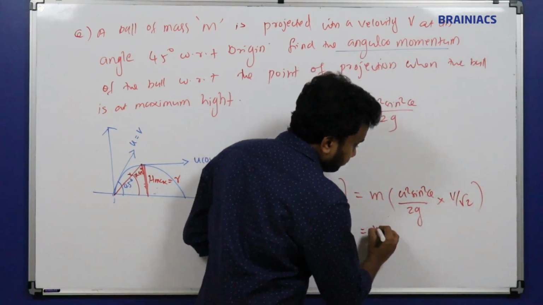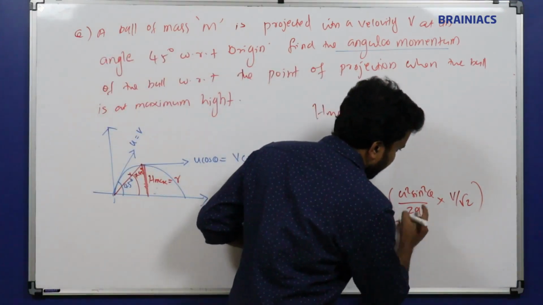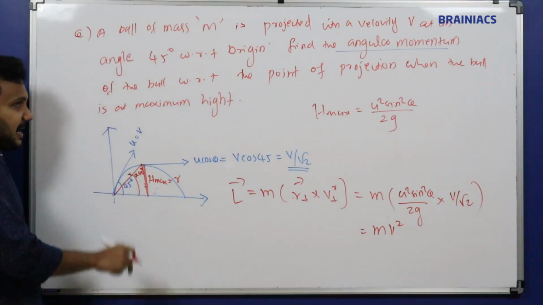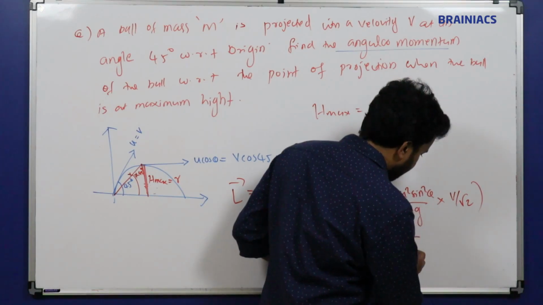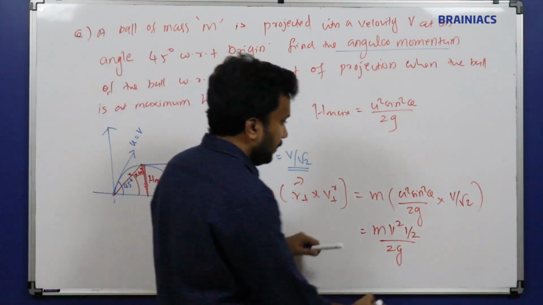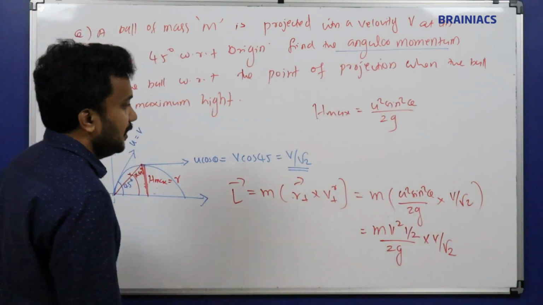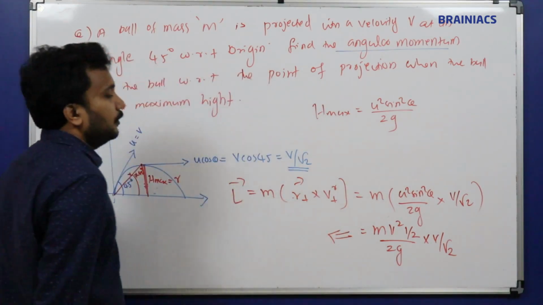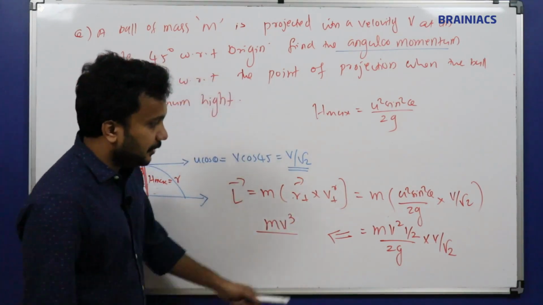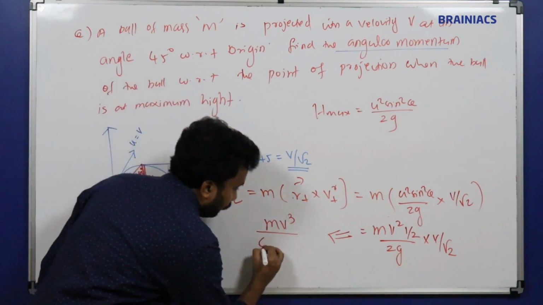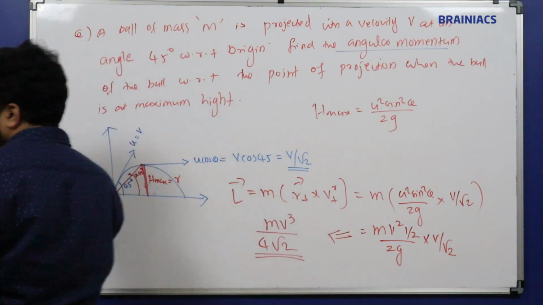We'll simplify this one. M into u, which is given in the question as v, since u is equal to v. So v squared sine squared theta, where theta is the angle of projection, 45 degrees, so 1 by root 2 squared is 1 by 2, divided by 2g, into v by root 2. So the answer: m v cube on the numerator, and in the denominator 2 into 2 is 4, so 4 root 2. My answer is over. Angular momentum is m v cube by 4 root 2. Correct answer.